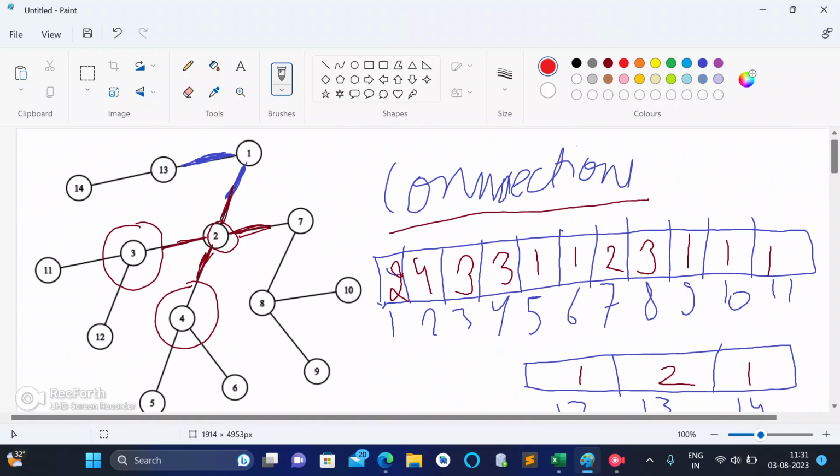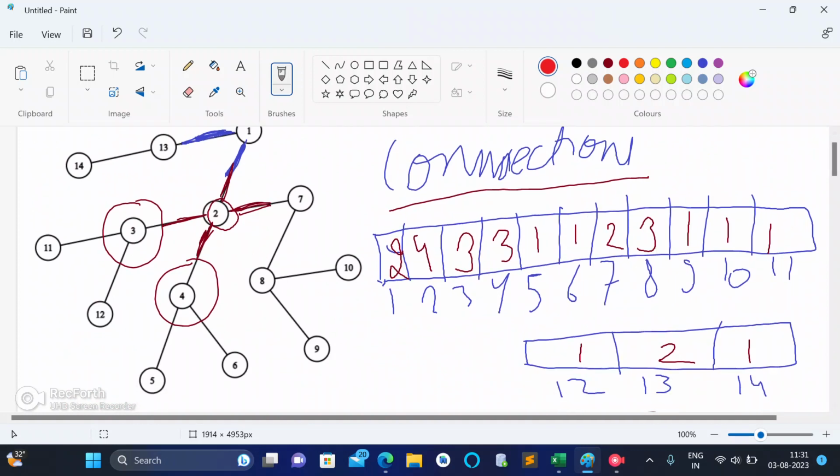So what we have available are two things: the observation which we had made, and the connections array which we had made. What we will do is traverse the array from left to right once, and we will see whether any value 0 is present or not. If any value 0 is present, we are definitely sure that only one node is present. We will traverse the connections array and check whether 0 is present or not.